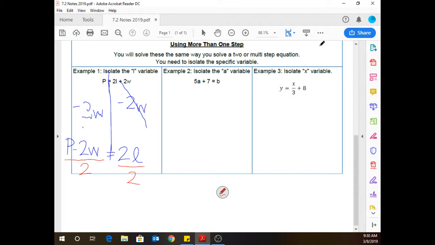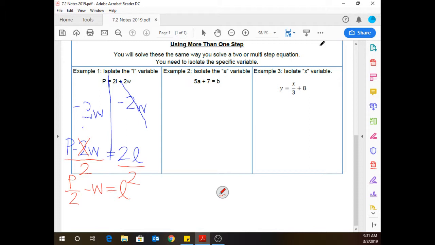Not the 2. But the 2 won't cancel for the P. The 2 is only going to cancel for the W. So I can cross this 2 out. So on this side, I'm left with P divided by 2 minus W equals, what's the only thing left on this side? L. I can't cancel the 2 out completely over here because the P doesn't have a 2. If they both had a 2, then the 2 could cancel completely. But since it doesn't, the P still has to have the 2.